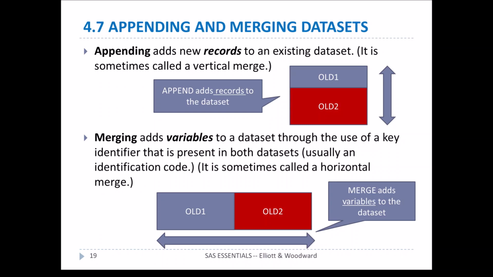Let's look at appending and merging data sets. Appending adds new records to an existing data set, sometimes called a vertical merge, and merging is a horizontal merge that adds variables to the data set. So be careful with this. Appending adds records to a data set, whereas merging adds variables to a data set. We'll see that in the upcoming examples.